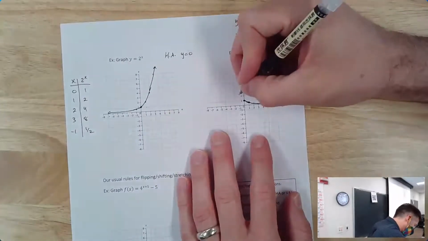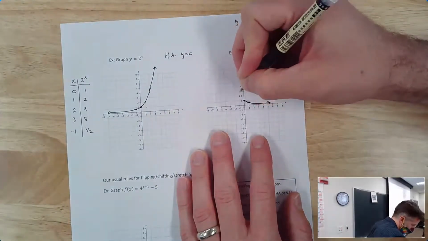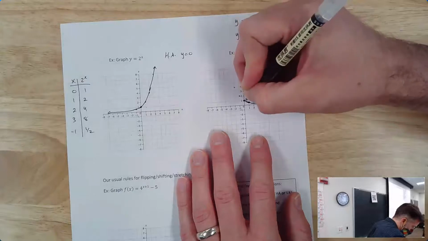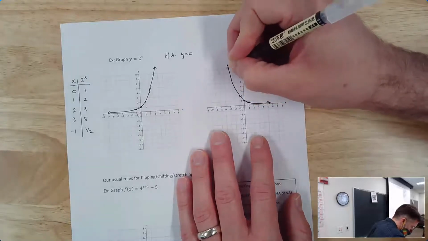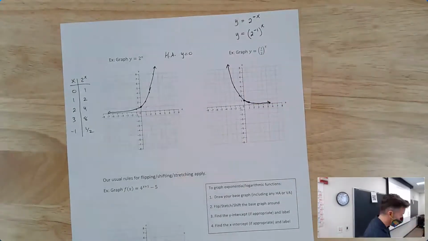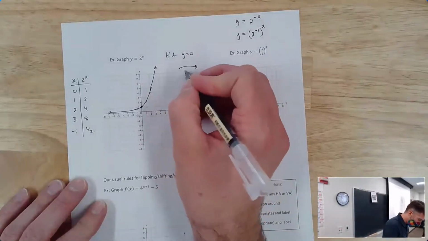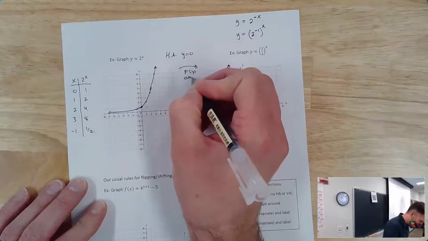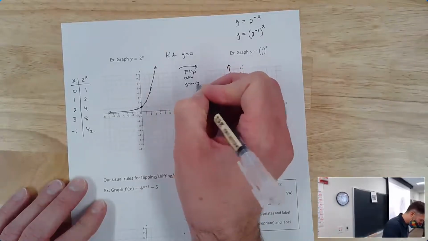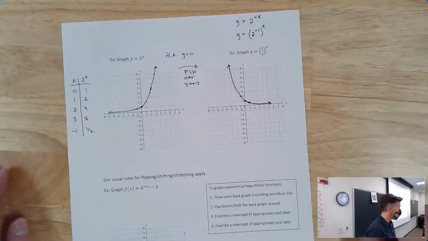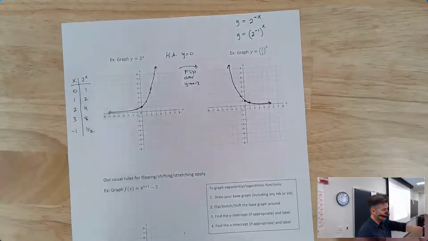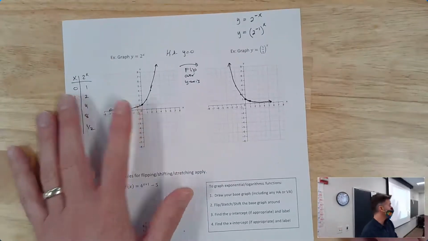Meaning it's going to look like, I'm going to cheat a little because I want it to look nice, it's going to look like that. It's just that graph flipped over the y-axis. I wouldn't say it's the inverse of the first one. I'd say it's the reflection of the first one.